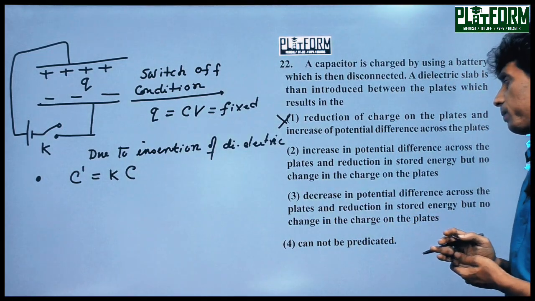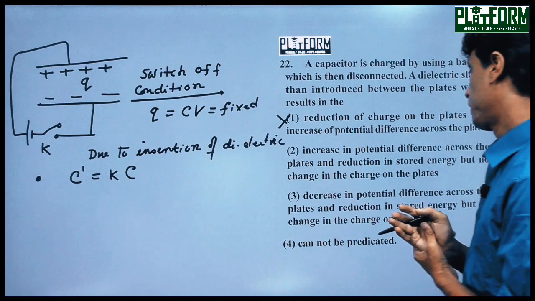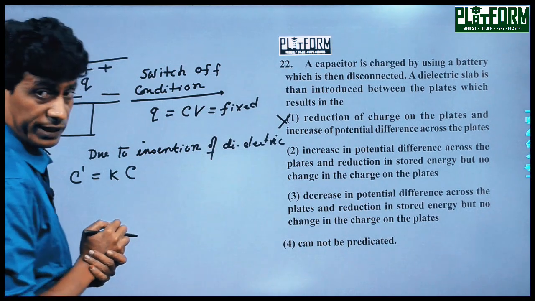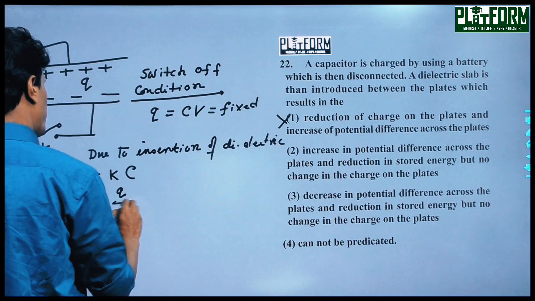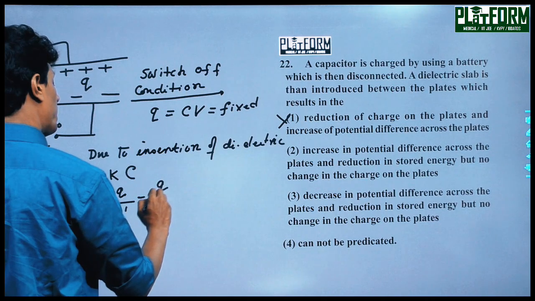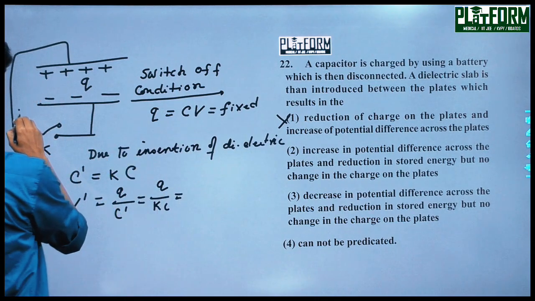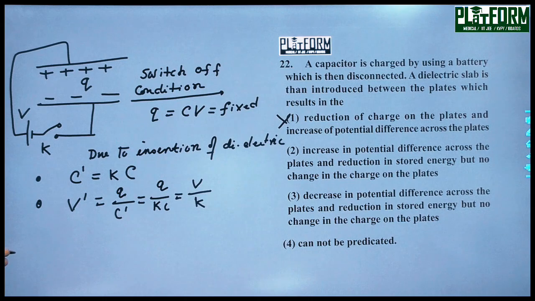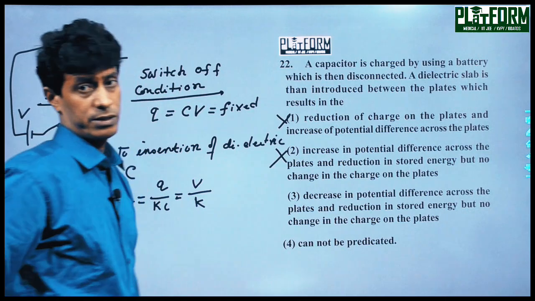Option 2: increase in potential difference across the plates and reduction in stored energy, but no change in the charge on the plates. Let us check increase in potential difference. Potential difference is equal to Q by C prime, which is Q by KC, and the previous potential of the battery is V, so the potential decreases by K times. So there is no increase in potential difference, and option 2 is also not the correct statement.